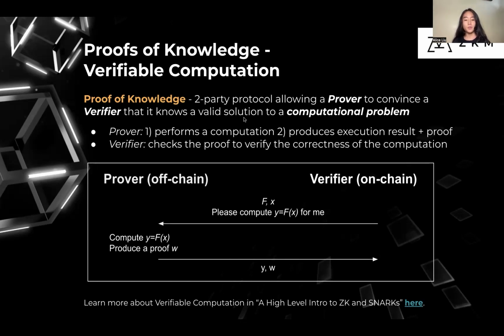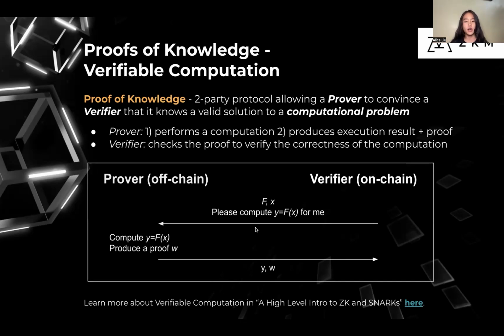Now, the prover will perform a computation and then produce the result of that execution, as well as a proof that that computation was correctly executed. And so both that execution result and that proof will be sent to the verifier, who will check that the computation was indeed executed correctly, using the proof to verify it.